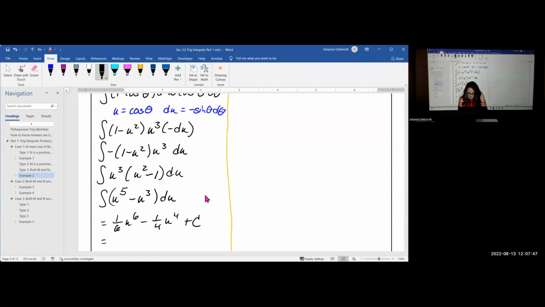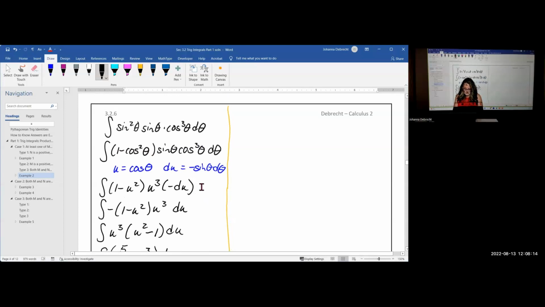And then I go back, substitute. U is cosine. So I have cosine to the 6th of theta with a 1/6 minus 1/4 cosine to the 4th of theta plus a constant, right? Checking my notes, make sure I haven't made a mistake. Okay, pretty basic. Basic strategy is the same as what we did there in type 1 and type 2. We just chose sine to break down.